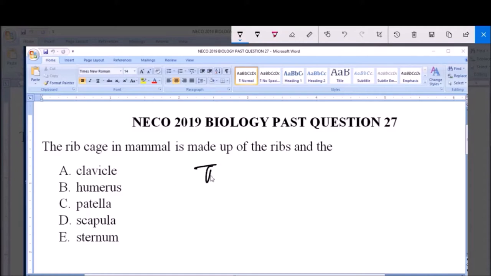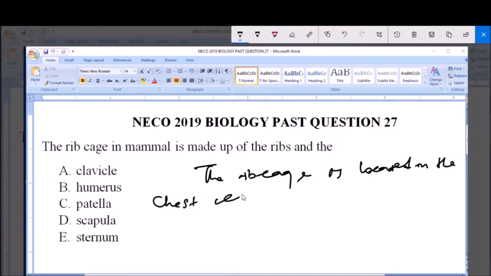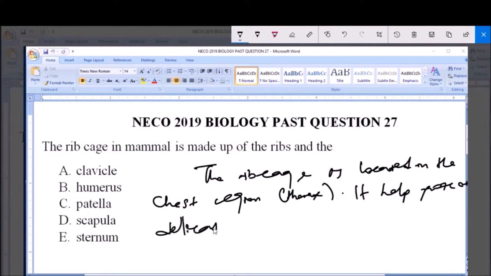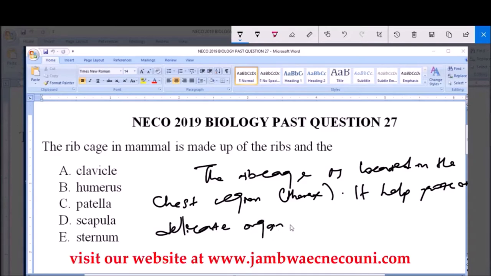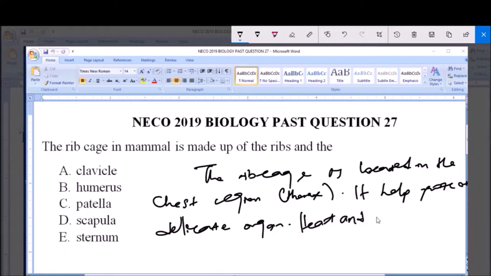Now, the rib cage is located in the chest region. We call it the thorax. It helps protect delicate organs in this region. These organs include the heart majorly and the two lungs, that's the right and the left lungs. So the rib cage helps to protect the heart and the lungs.